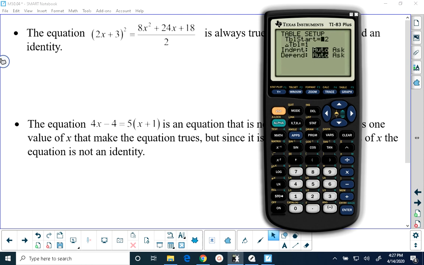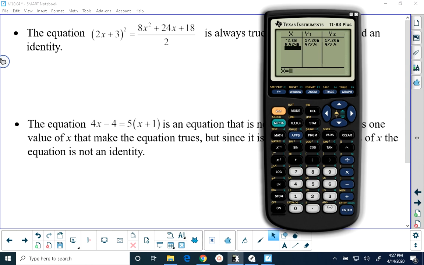I could set up my table so that the independent variable, which is x, is selected to be asked for. And when I go to my table now, my table is blank. It's waiting for me to put in a number. And I can put in -3.58 if I want. And I see that the left and right sides are still equal. I could put in 3 pi if I wanted to, and I can see that the left and the right sides are still equal. So that equation listed first on this page is an identity.